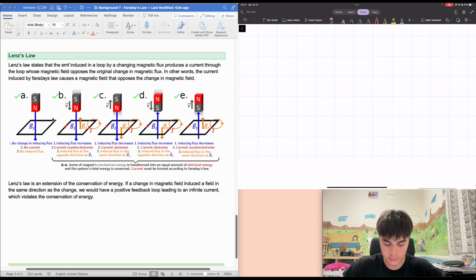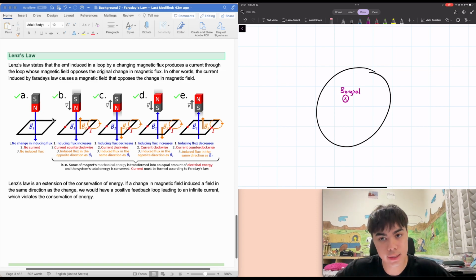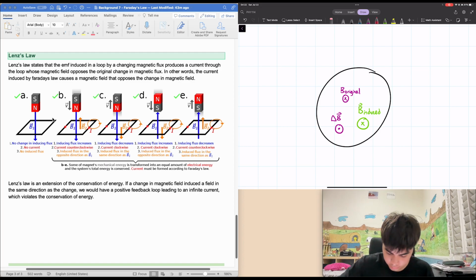I'll do one more example. Suppose we have a magnetic field into the page. The strength of the magnetic field decreases. That means the change in magnetic field is out of the page. If the change of magnetic field is out of the page, the induced magnetic field must oppose this. So the induced magnetic field is into the page. Because the induced magnetic field is into the page, the induced current must be clockwise. Again, if you don't understand going from B induced to the current induced, you must review lab 6.